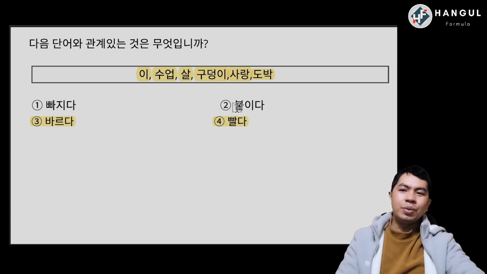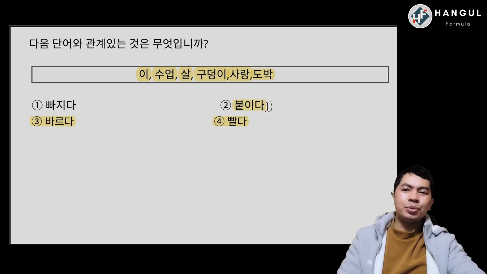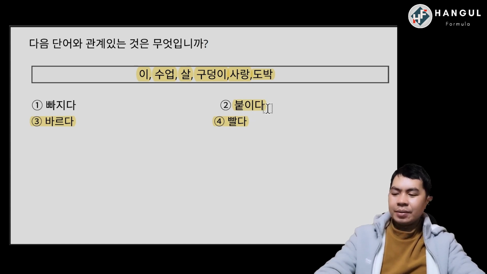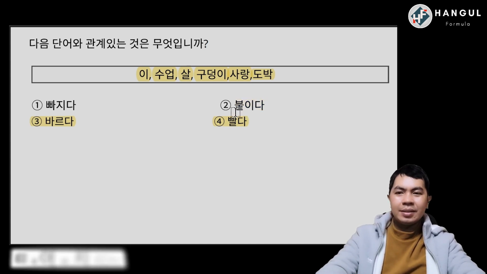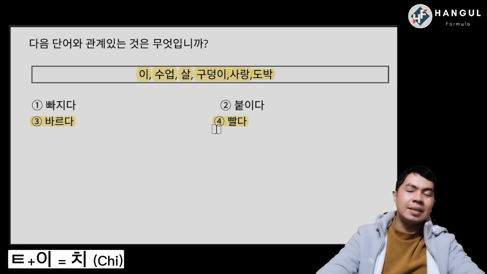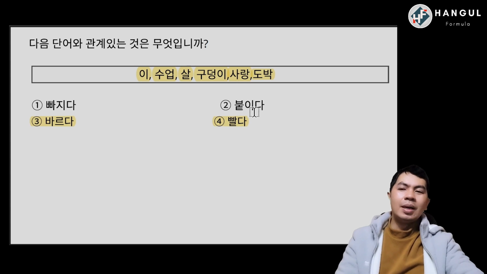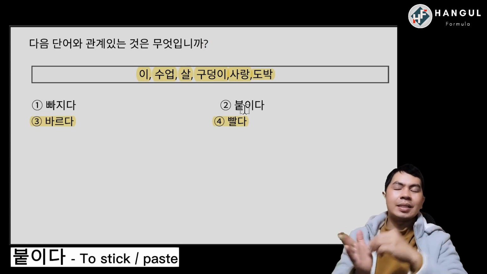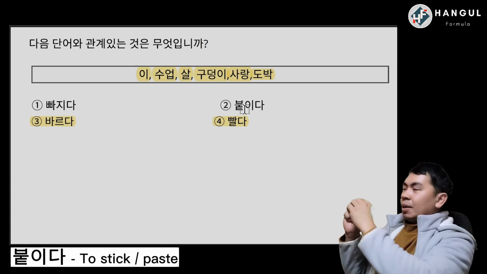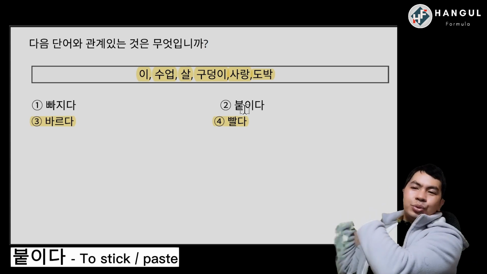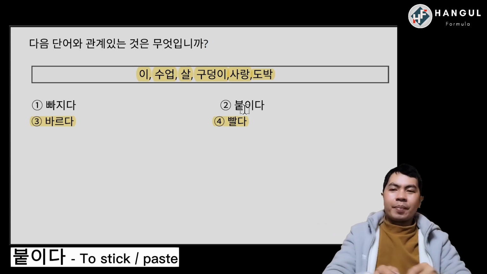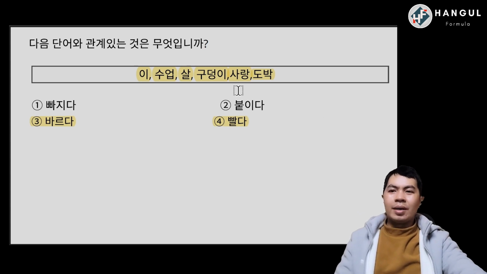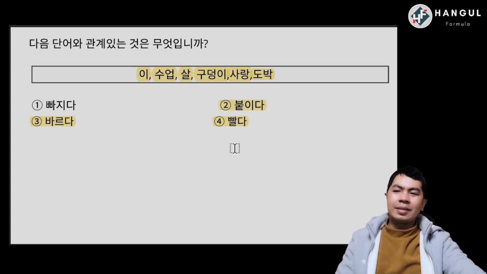And number two, putchida. So what is putchida? Remember guys, yung pronunciation ng th sa baba and combination with i, it's chi. So this one is putchida. Putchida is to stick, no? Idikit mo. Parang sticker. So this one is also not related. So, ibig sabihin yung answer natin is number one.